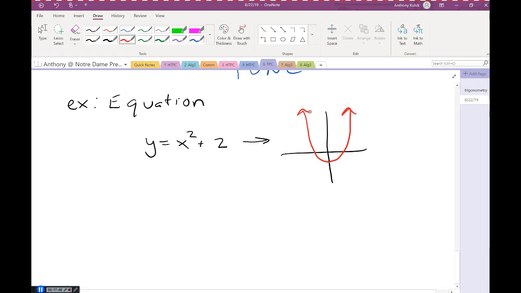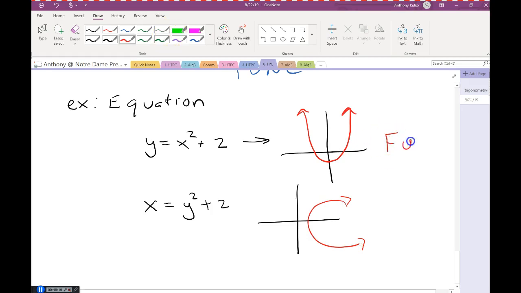So if you see something you recognize, that's usually a good instance. But what happens if instead of y equals x squared, what if we had x equals y squared? Yeah, so that's going to look like this, right? It's going to just turn it to the side. Is this a function? No. This was a function. This was not.